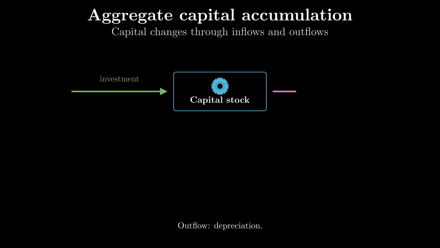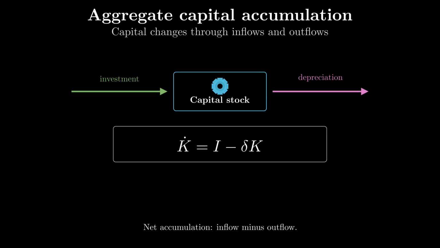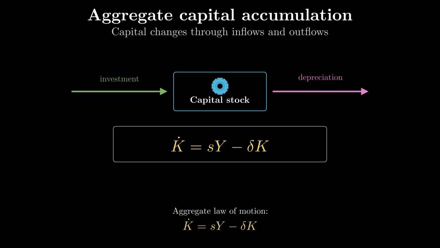But capital also wears out. Machines break down, buildings age, and existing capital depreciates. So, net capital accumulation is simply the inflow minus the outflow. Capital rises through investment and falls through depreciation. Since investment equals saving, and saving is a constant fraction of output, we can write the aggregate capital accumulation as saving minus depreciation.